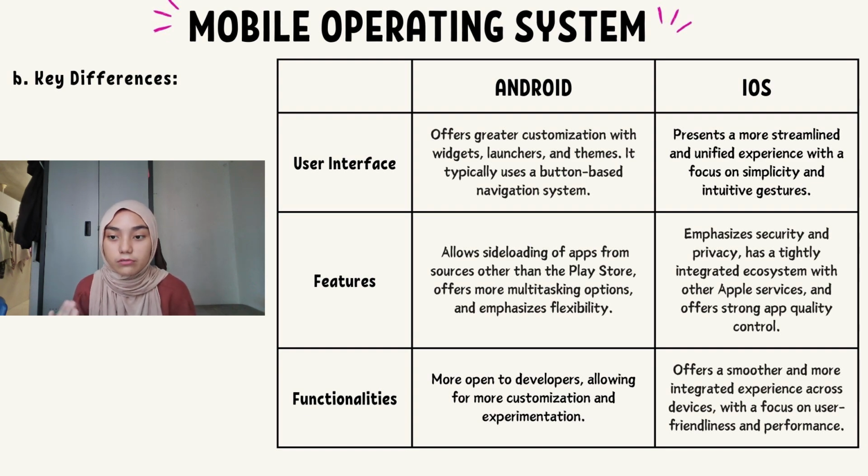So, features for Android allow side loading of apps from source other than the Play Store, offer more multitask option and emphasize flexibility. So untuk iOS features pula, emphasize security and privacy as a tightly integrated ecosystem with other Apple services and offer strong app quality control. And for the functionalities, Android, more open to developers, allowing for more customization and experimentation. So untuk iOS pula, offers a smoother and more integrated experience across device with a focus on user-friendliness and performance.